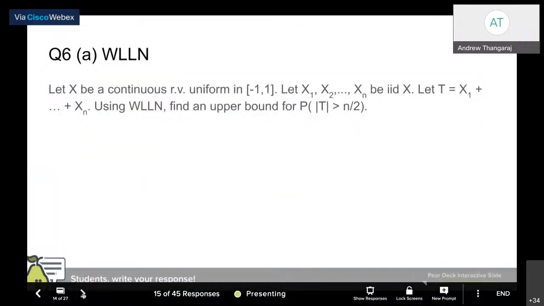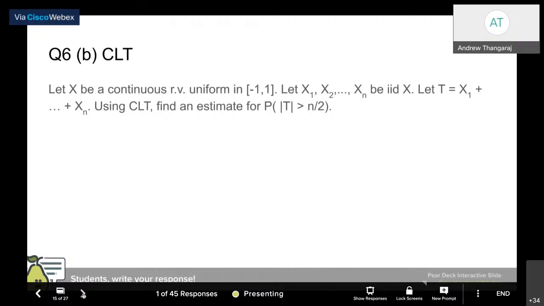Okay, so let's move ahead and do the same question, but now we'll use CLT. I'll show you the solution in a little while, but do the same question, same T, and the same probability, but instead of using the weak law of large numbers, find an estimate using CLT, and use the phi function.